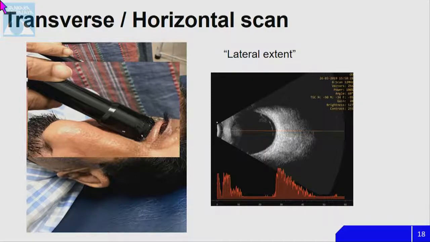The probe can be swept back and forth from limbus to fornix. When we are at the fornix, we are looking at the area anterior to the equator. So it is just 180 degrees opposite to where we were.